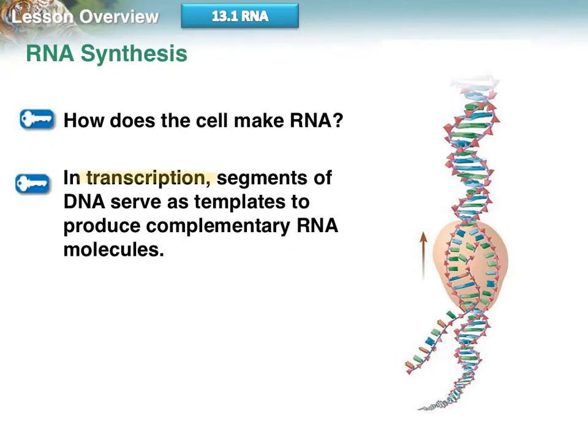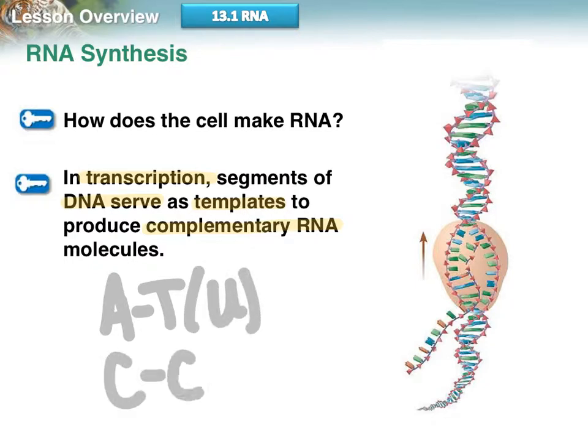Transcription is the word we use to describe the making of RNA, where pieces of DNA serve as the template to make complementary RNA molecules. It's very similar to the way that we make a copy of the DNA, where each half of the DNA is a template for the other half. Here, half of the DNA is made as the template for the complementary RNA, where we know that A goes with T, or an RNA that's a U, and C goes with G.